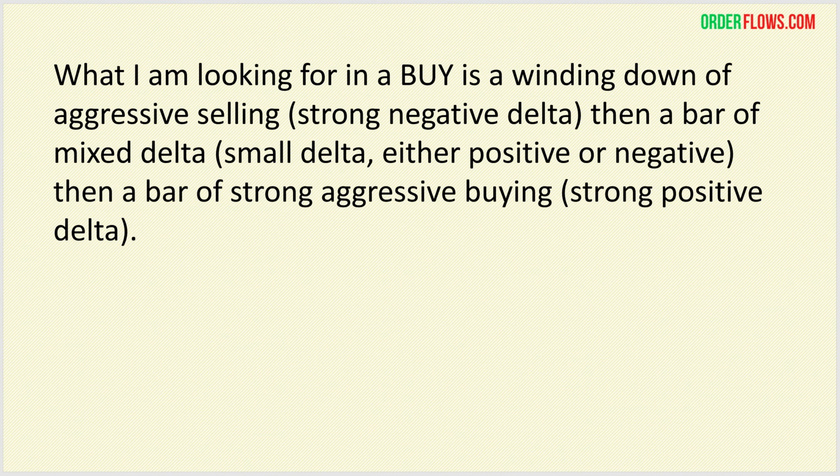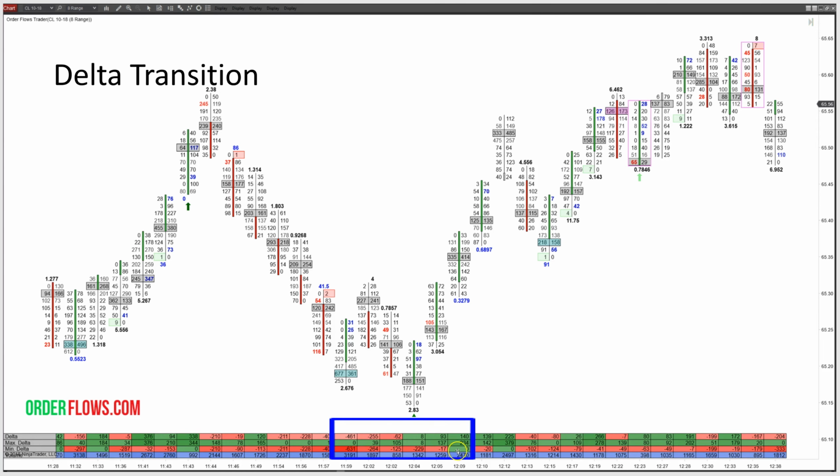So what I'm looking for in a buy is a winding down of aggressive selling, a strong negative delta, then a bar of mixed delta, small delta, positive or negative, doesn't matter, then a bar of strong aggressive buying, strong delta. So again, this is over several bars, but really you can sort of key in on the 3 bars here in the middle: minus 62, small delta, positive 8, then strong positive delta 93. In this case, you can see how it's just winding down: minus 461, minus 255, minus 62, small positive 8, plus 93, plus 140.